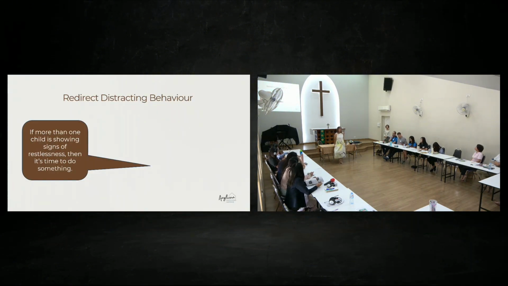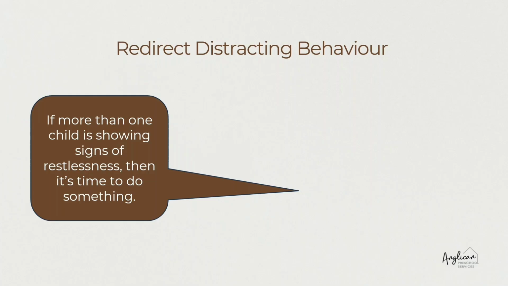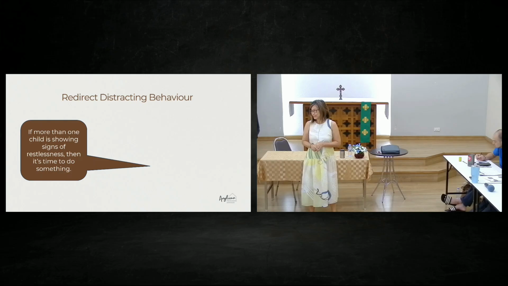Redirecting distracting behavior is one of the ways for us to help with the classroom. If more than one child is showing signs of restlessness, then it is time to do something. What would you do? When you realize that you are doing an activity and children are starting to get restless, has this happened in your class before? Yes.